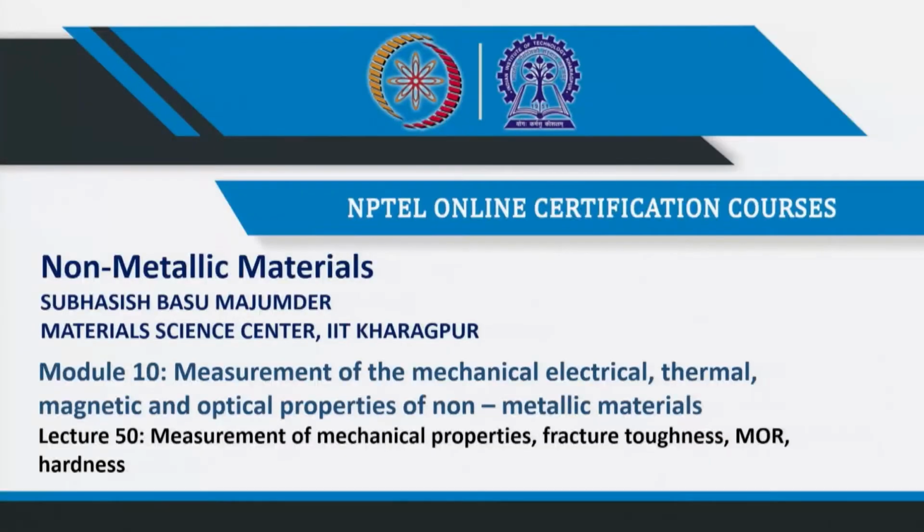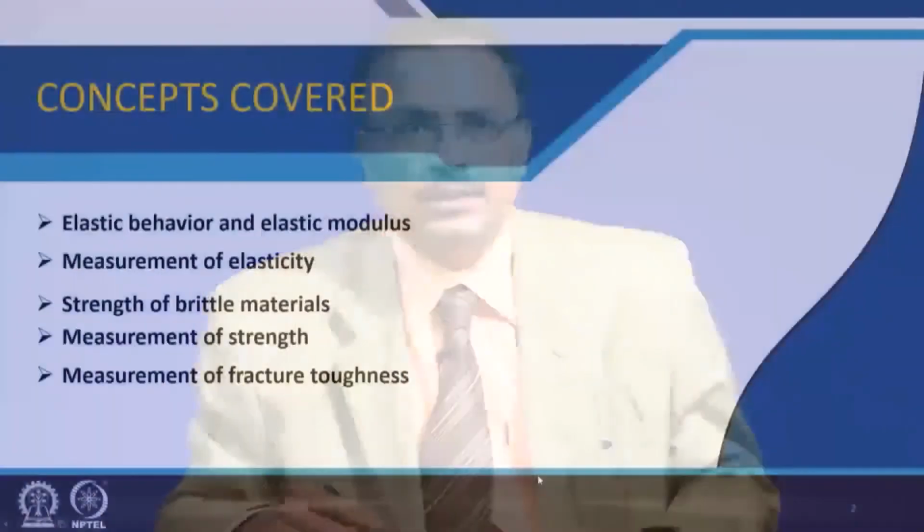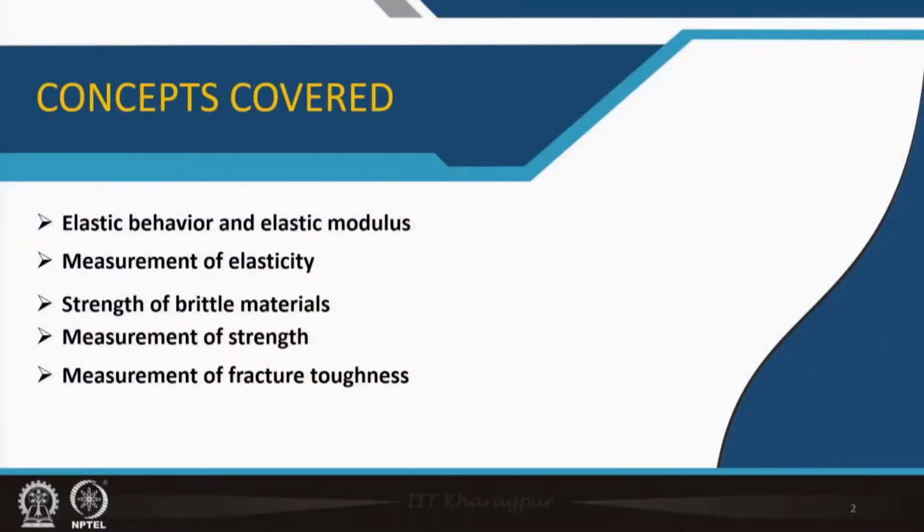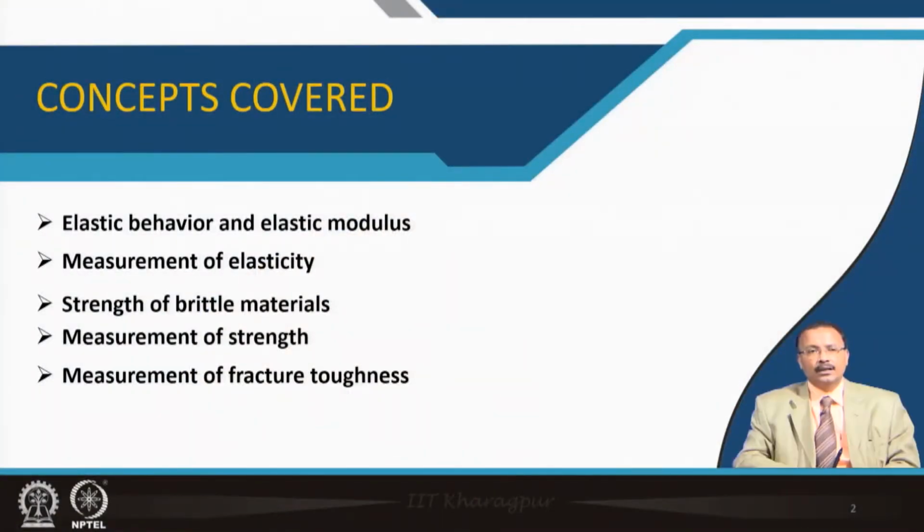Welcome to my course Non-Metallic Materials, and this is module number 10, measurement of the mechanical, electrical, thermal, magnetic and optical properties of non-metallic materials. And this is lecture number 50, where I will be describing measurement of mechanical properties, fracture toughness, MOR and hardness. Already I have described the mechanical properties as a part of my earlier lectures.